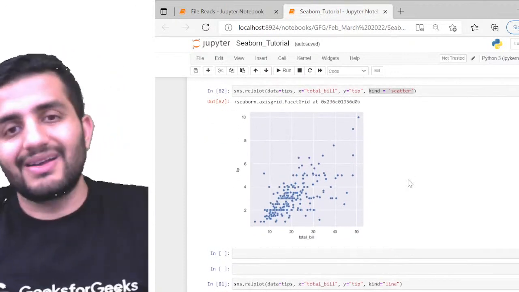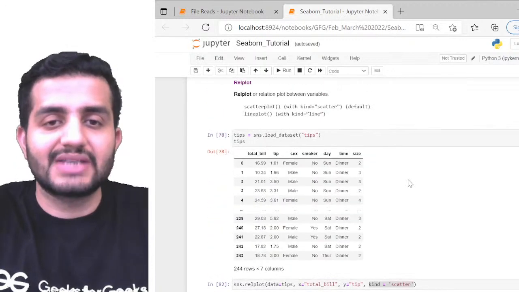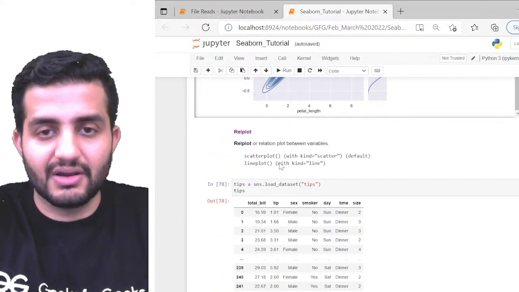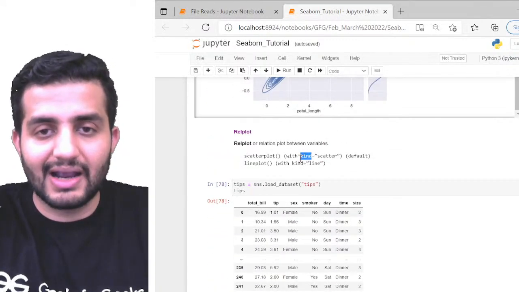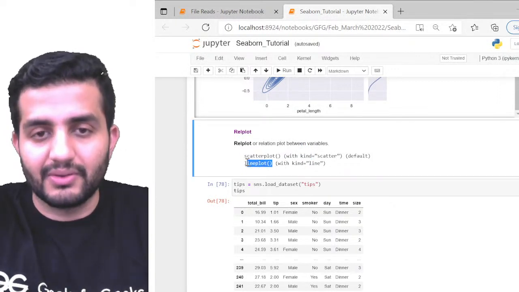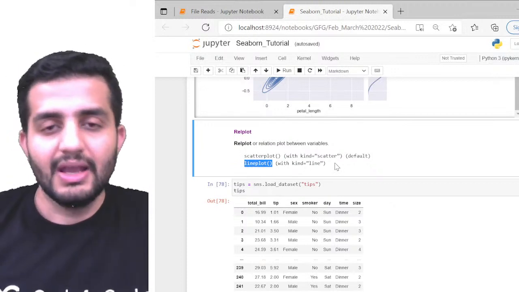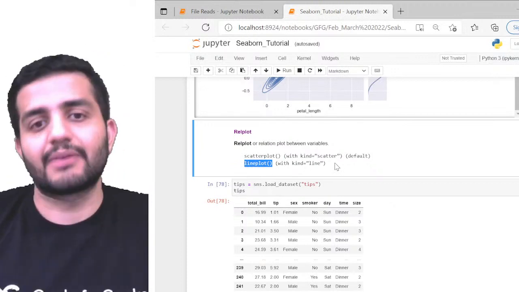Great. So starting from relplot today, right? So relation plots. In the relation plot also, as I said, we have two options here. Again, the same parameter, kind. So we're going to use both the scatter plot and the line plot. Okay. So we're going to be doing that. Now let's look at this scatter plot and line plot.